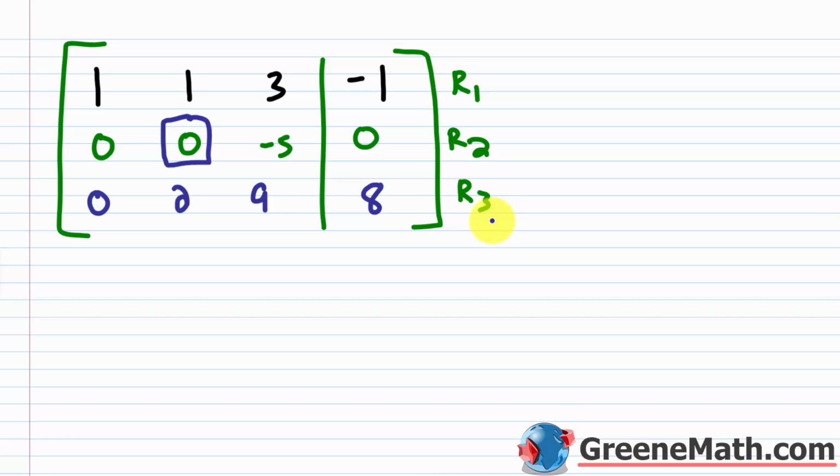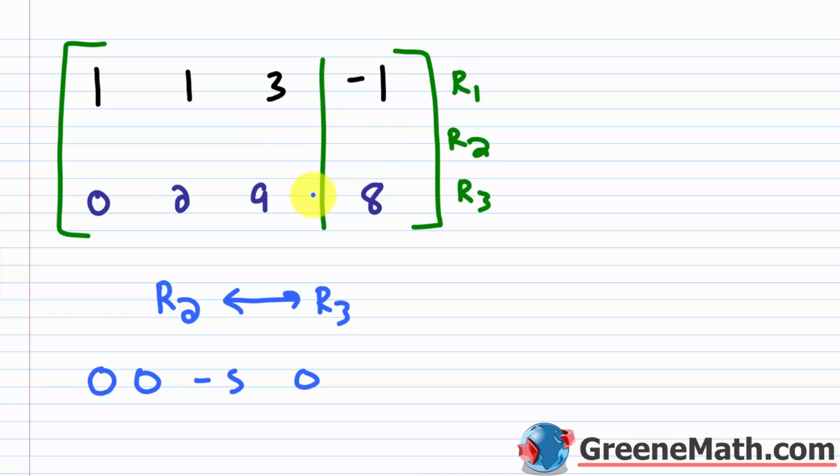Remember, we can always interchange 2 rows. So row 2 is going to switch with row 3. Let me write this up here so we keep track. So I'm going to have 0, 0, -5, and 0. I'm just going to erase this and copy this: 0, 2, 9, and 8. And then I'll write in here what I just did: 0, 0, -5, and 0.